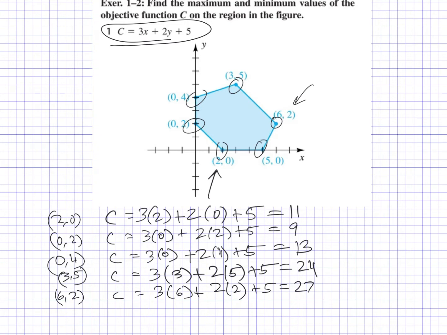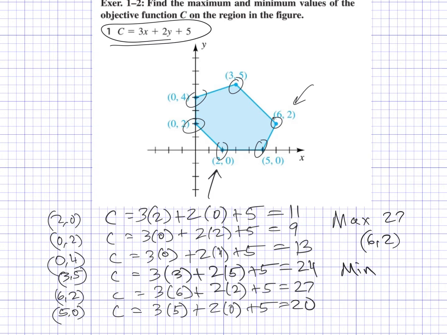And then we have 5, 0. Let's try that one. C equals 3 times 5 is 15, plus 2 times 0 is 0, plus 5, that's going to be 20. All right, so our maximum is going to be 27 at 6, 2, and our minimum is going to be 9 at 0, 2. So it may seem obvious what the answer is, but you still have to check. All right, let's go on.